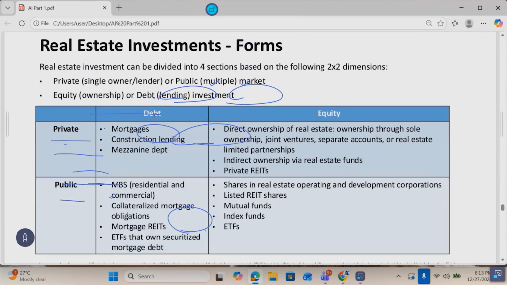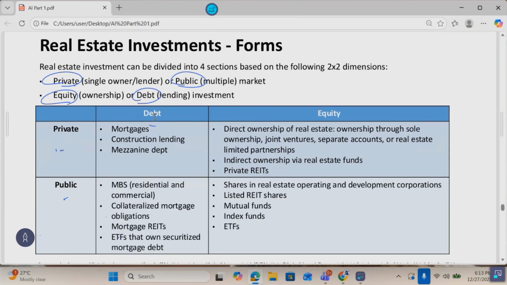Now, what are the forms of real estate investments? You can have private, public, equity, debt. So there are four broad forms where you can invest. Privately, you can invest through debt and equity, or publicly through debt and equity. Now be careful to understand this carefully if you invest in real estate.